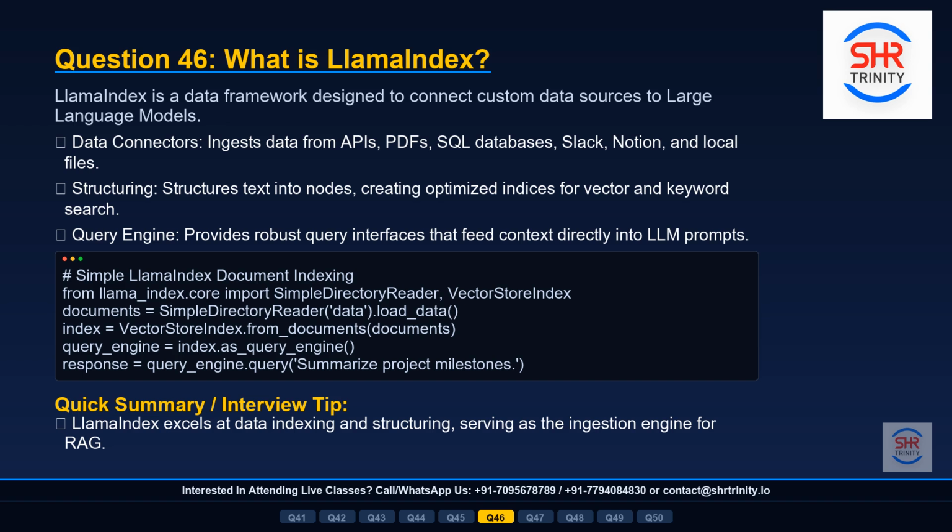Once ingested, Llama Index structures the text into node documents, indexes them, and offers robust query engines. These engines locate the correct context and format it into prompts for the model, making it a popular choice for document QA systems. Look at the code on screen. We load files from a directory, index them, and query the index.